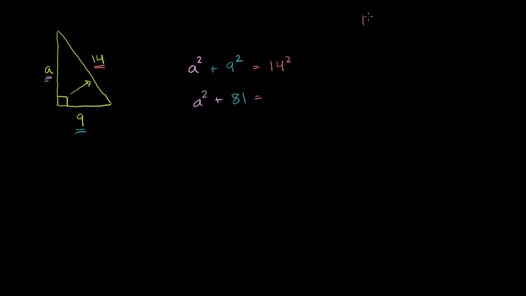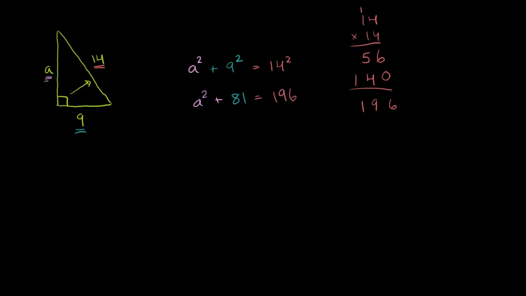And in case we don't know what that is, let's just multiply it out. 14 times 14. 4 times 4 is 16. 4 times 1 is 4, plus 1 is 5. Stick a 0 there. 1 times 4 is 4. 1 times 1 is 1. 6 plus 0 is 6. 5 plus 4 is 9. Bring down the 1. It's 196. So a squared plus 81 is equal to 14 squared, which is 196.